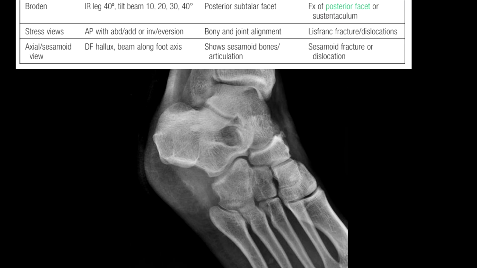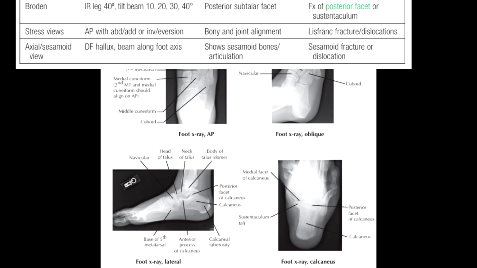We also make use of stress radiographs of the foot, in which the AP projection is combined with abduction, adduction, inversion, or eversion. These stress views allow us to evaluate joint stability and detect occult dislocations. One of the most important clinical uses is in diagnosing Lisfranc injuries, where stress views can demonstrate abnormal widening between the first and second metatarsals.